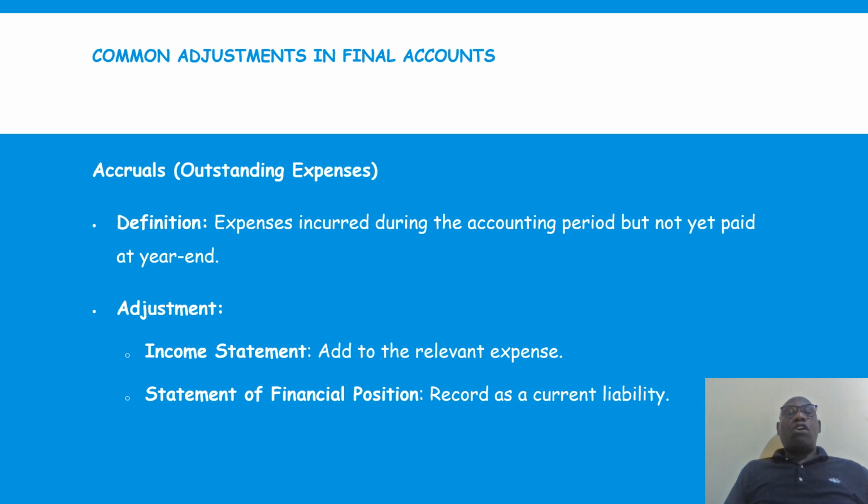Now, what are the common adjustments in final accounts? There are a number of such adjustments, and in this regard, we are going to look at these common adjustments one after another so that we appreciate them at the end of the day. So now, what is the first adjustment which we are going to look at? We are going to look at accruals. Accruals are also referred to as outstanding expenses.